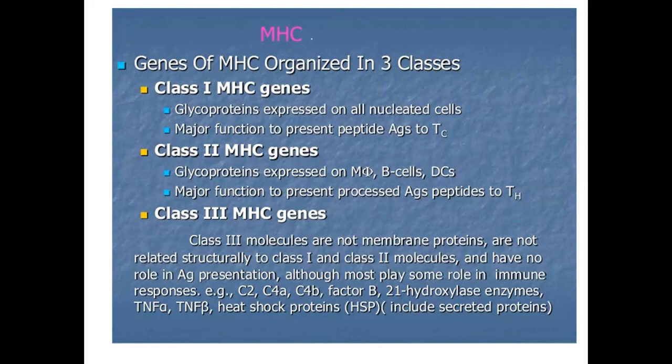Class 2 MHC genes are glycoproteins expressed on macrophages, B cells, dendritic cells. Their major function is to present the processed antigen to the TH cells, helper cells. And class 3 MHC genes are not membrane proteins, and they are not structurally related to class 1 or class 2 molecules and have no role in antigen presentation, although most play some role in immune responses. Examples: C2, that is complement, C4A, C4B, factor B, hydroxylase enzymes, TNF alpha.